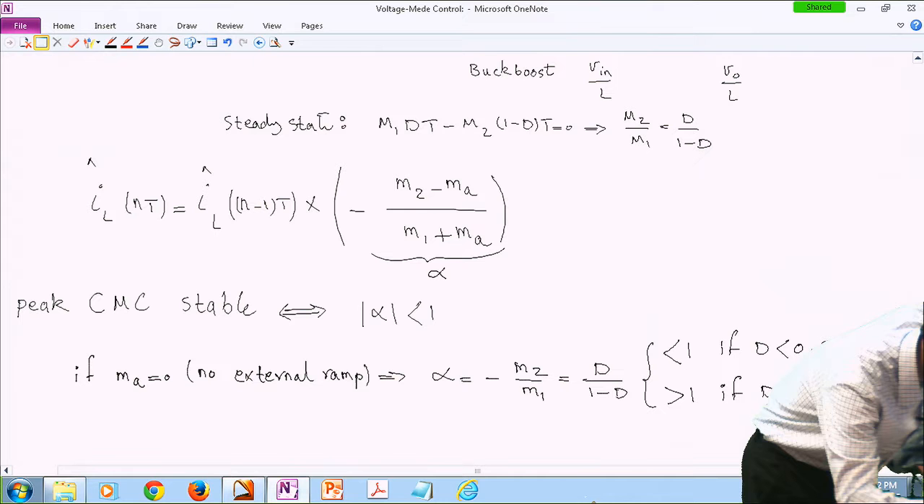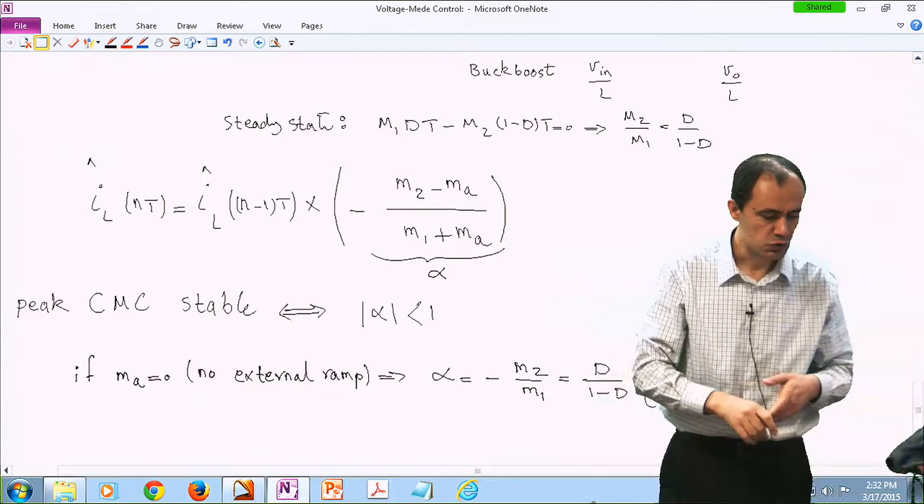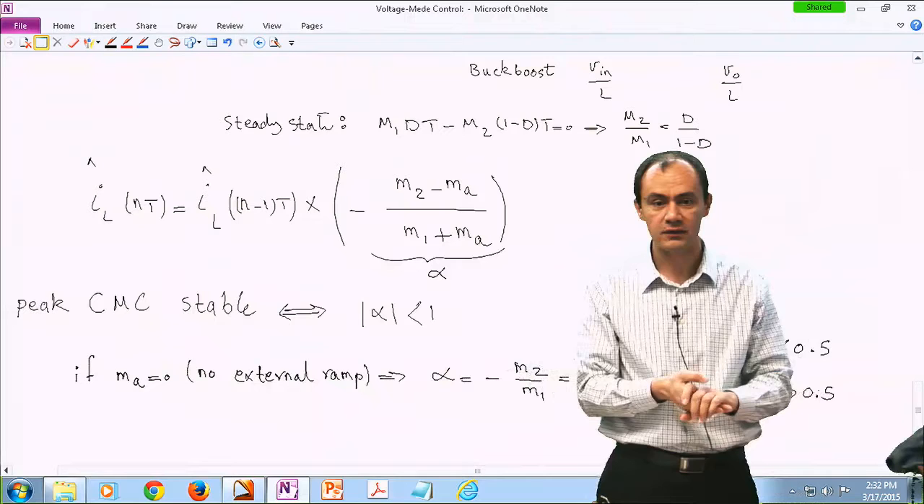So this is nothing but the problem that we had to begin with. That means that if the duty cycle is less than 0.5, as I drew earlier, there's no problem, it automatically adjusts itself. If the duty cycle is greater than 0.5, we have a chaotic behavior. And this formulation shows the same conclusion.